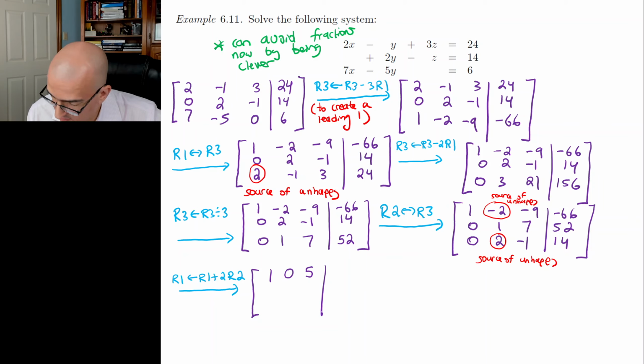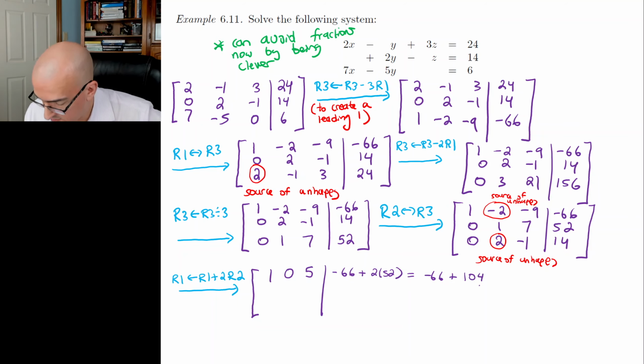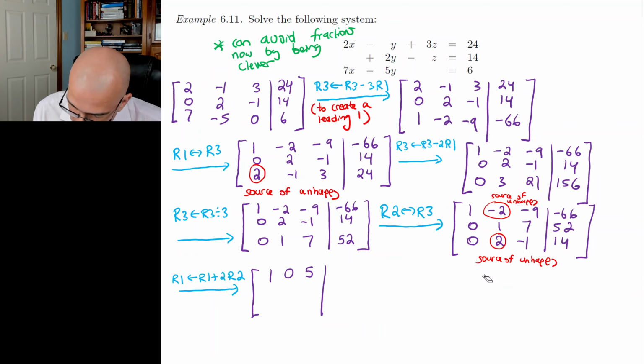And then, I don't like this, negative 66 plus 2 times 52. So negative 66 plus 104. So if I subtract the 6 first, I get 98. And subtract the 60, I get 38. So 38 goes here.